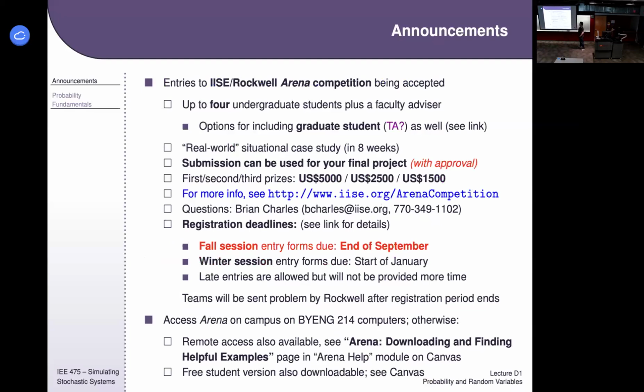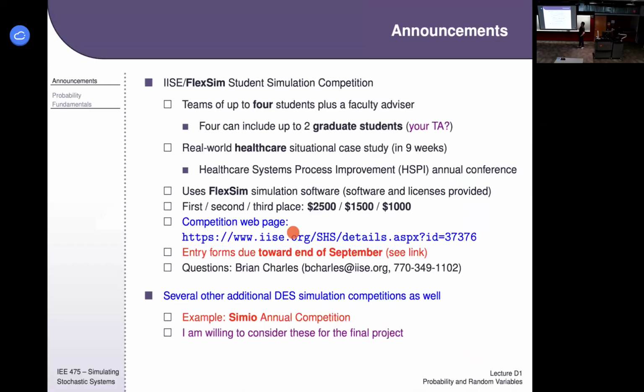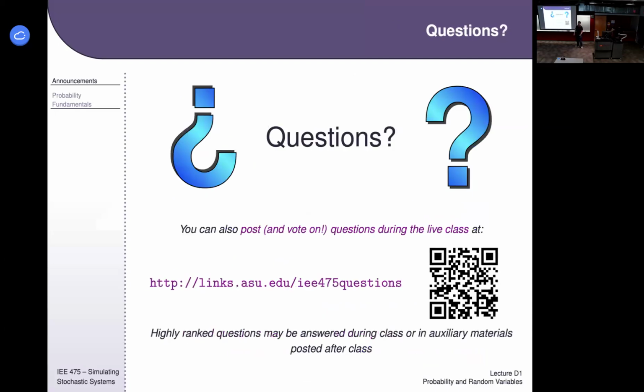And again, the Rockwell competition, I'll keep putting this up until after September goes by. If you're interested, register by the end of September. Same thing with FlexSim. And I don't know the deadlines for the Simio, but that could be something to look into there. So any questions?